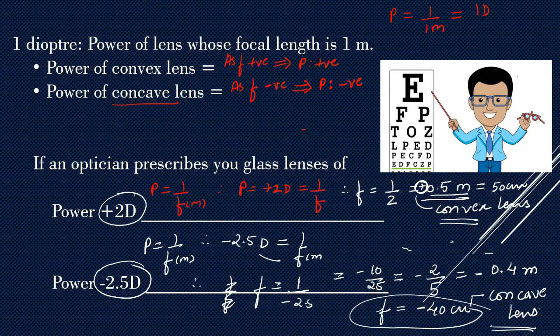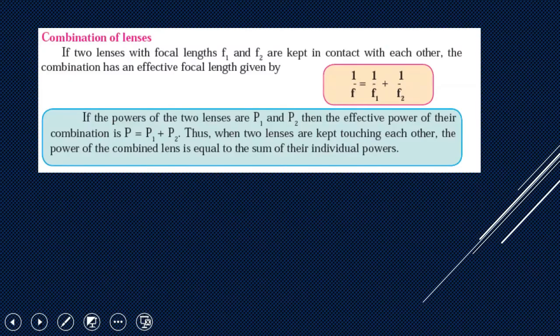Understood? Okay. Now, when 2 or 3 lenses come together, if 2 lenses with focal lengths f1 and f2 are kept in contact with each other, the combination has an effective focal length, which is given by 1 upon f is equal to 1 upon f1 plus 1 upon f2.